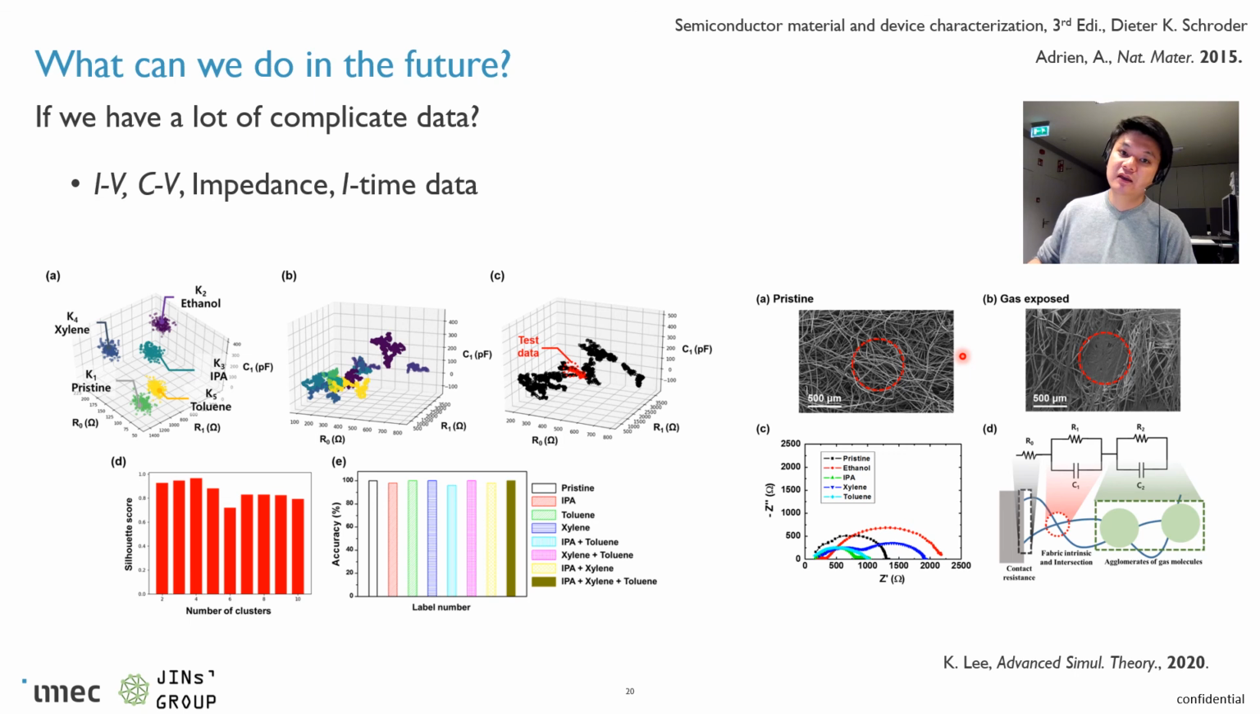In addition, if we have a lot of complicated data such as current-voltage, capacitance, impedance, or current fluctuation as a function of time, I think we can explain it with an optimized model through machine learning or deep learning training.